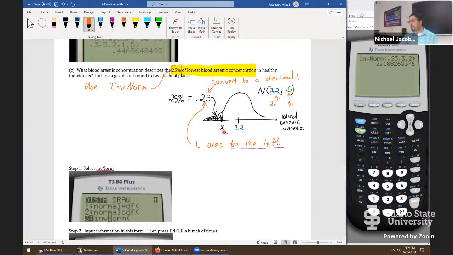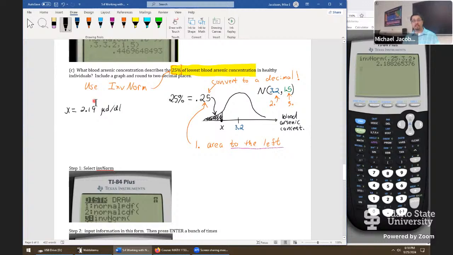We'll say X equals 2.19. But this value has units this time. It's not a percentage. This has units of micrograms per deciliter. So that's the total answer. If you left off the units, I'm not too worried about that. But you could also think in these terms.